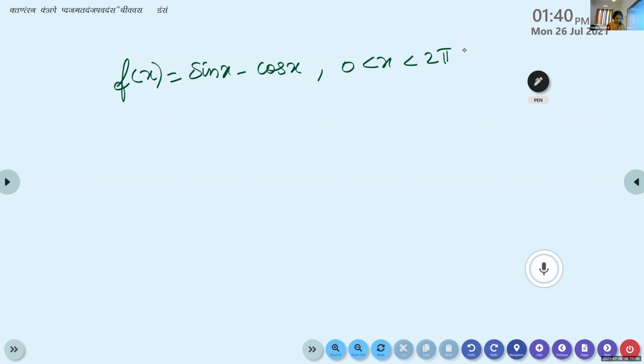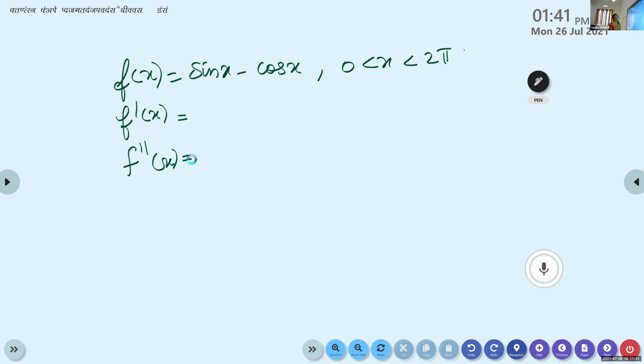f of x is equal to sin x. So is it sin x minus cos x? Yes, where 0 less than x less than 2 pi. Okay, now listen, whenever we are given a function like this, first thing we'll be finding the first order derivative and the second order derivative.